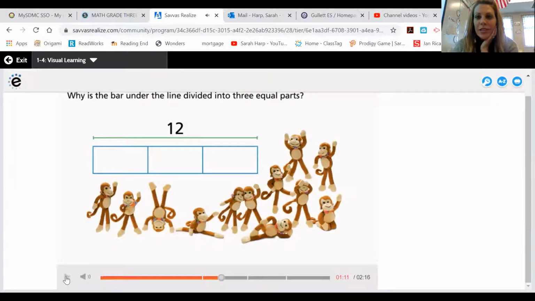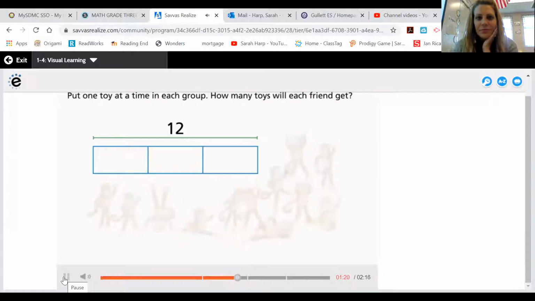What does the 3 stand for? The 3 what? Monkeys? No. The 3 friends that are trying to split these 12 monkeys into equal groups. Yep.